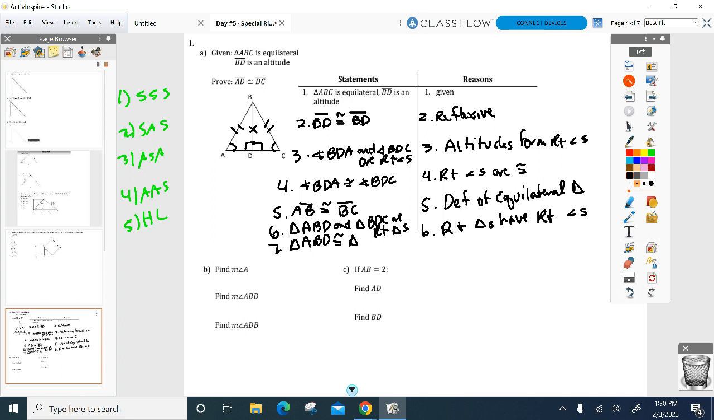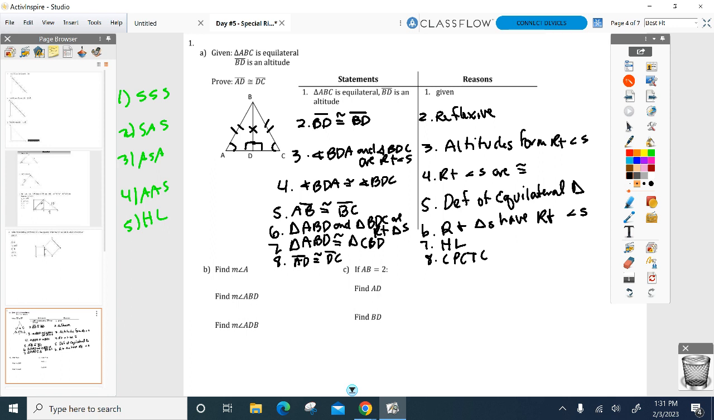Oh, somebody's going to yell at me for doing that. ABD, CBD. Somebody was ready to. That's not in the right order. And then CPCTC, right? Again, you could have used HL, and we just showed you could have used angle-angle-side if you got angle A congruent to angle C. So AD congruent to DC, CPCTC. Whew. All right, we did all that work for a good reason.